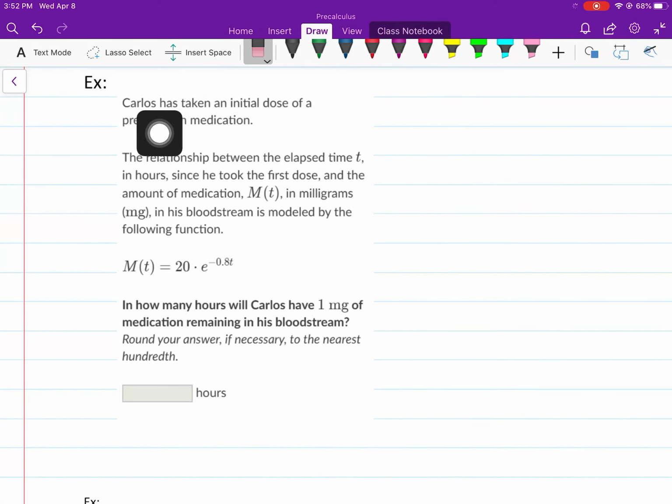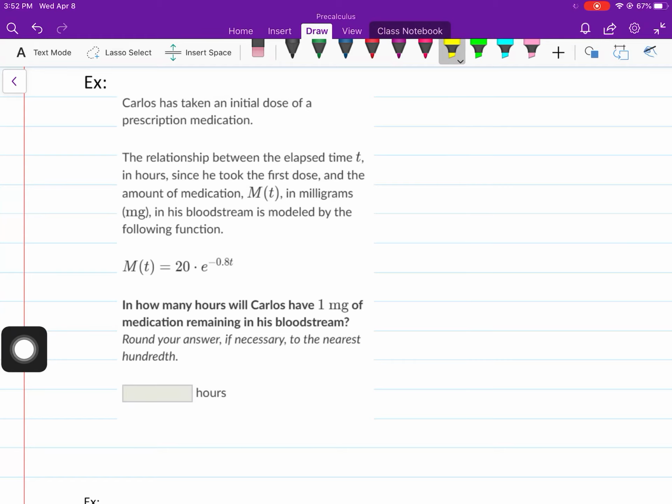So reading through this word problem, Carlos is taking an initial dose of prescription medication. The relationship between the elapsed time in hours since he took the first dose and the amount of medication m of t in milligrams in his bloodstream is modeled by the following function. So this negative in the exponent means that it's an exponential decrease, just so you guys know, which makes sense. You take the medication and it slowly leaves your system. So in how many hours will Carlos have 1 milligram of medication remaining in his bloodstream?